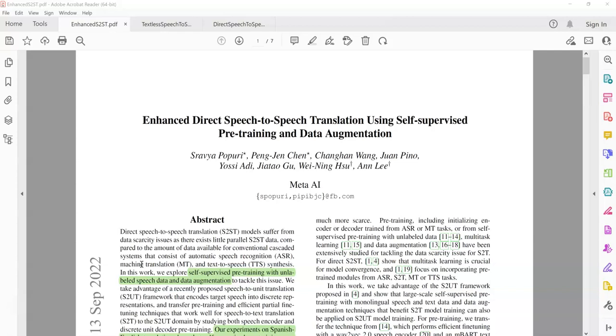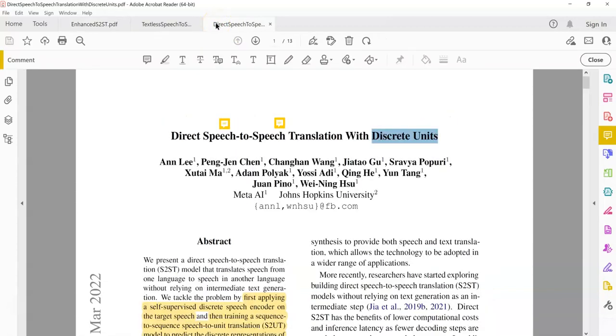Today we are going to be studying a third paper for direct speech-to-speech translation using discrete units. If you recall, in the past couple videos we have been studying two important papers. The first one was direct speech-to-speech translation with discrete units. This was the first paper that used a new technique for translating from one language to another language, and the technique was that they take these spectrograms of speech in one language and predict something called discrete units in the target language.